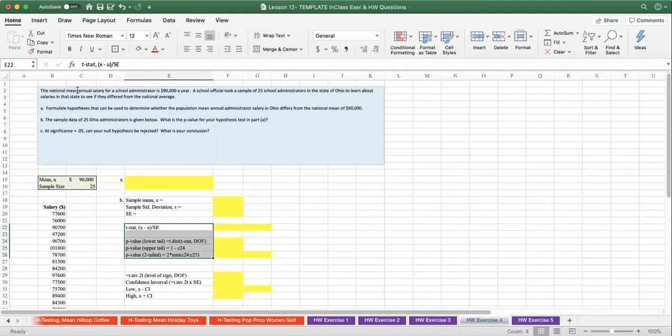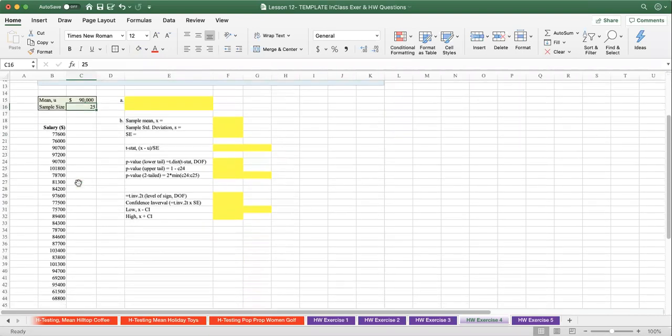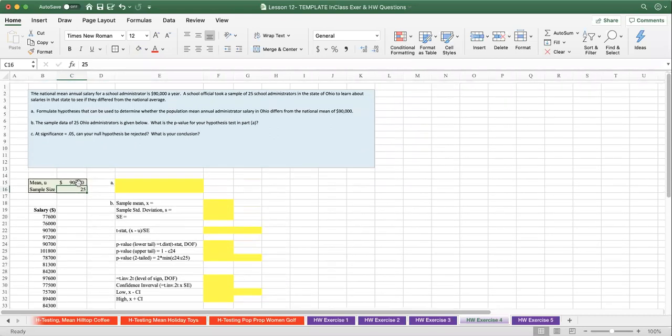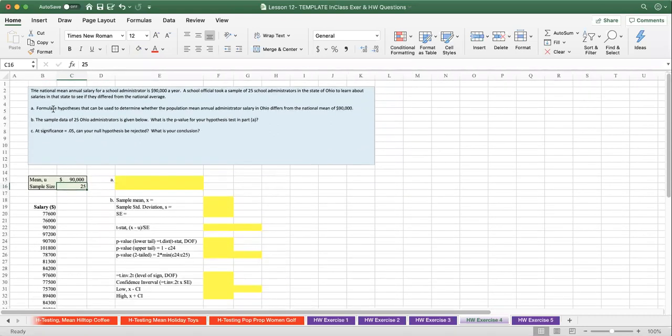Okay, so the national mean annual salary for a school administrator is $90,000 a year, so that's right here. A school official took a sample of 25 school administrators in the state of Ohio to learn about salaries in that state to see if they differed from the national average. So here they all are, it's not that many. There's a few in this column. Formulate hypotheses that can be used to determine whether the population mean annual administrator salary in Ohio differs from the national mean of 90,000. So we're going to do that right here.